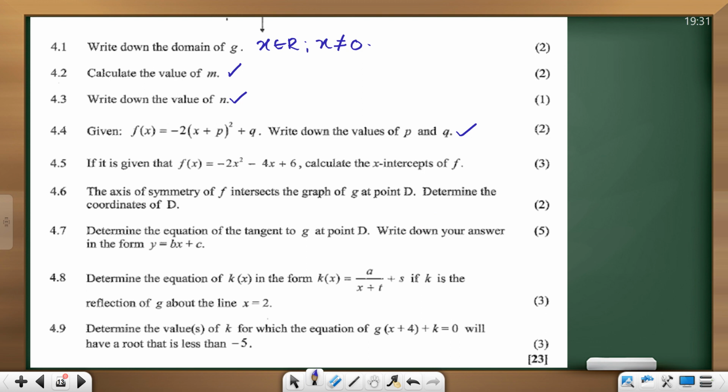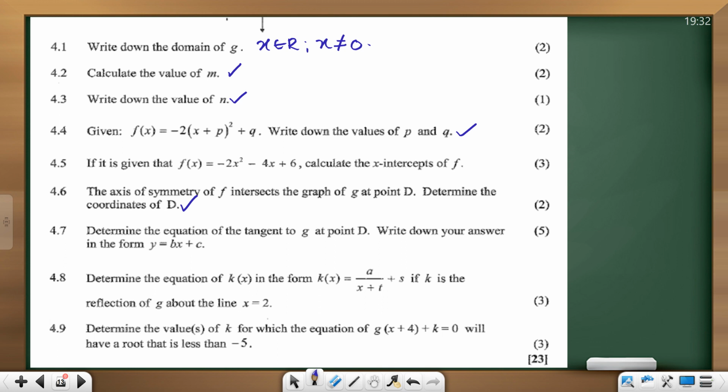Okay. Guys, axis of symmetry of D. No, what are we looking for? Coordinate of D. I think we did, right? Beautiful. Determine the equation. Yes, 5 marks. At point D. Take note of the question. What are we looking for? The equation of the what? Determine the equation of the tangent to G. At which point? At D. All right, you have 5 marks there.